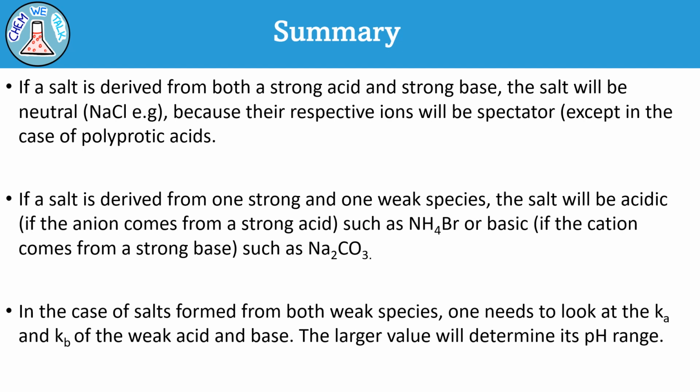In the case of a salt being derived from one strong and one weak species, the salt will be acidic if the anion comes from a strong acid, such as NH4Br, or basic if the cation comes from a strong base, such as NaHCO3. Lastly, in the case of salts formed from both weak species, one needs to pay close attention to the Ka and the Kb of the weak acid and base. The larger value will determine the pH range.